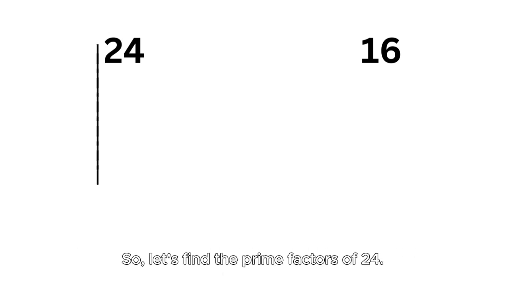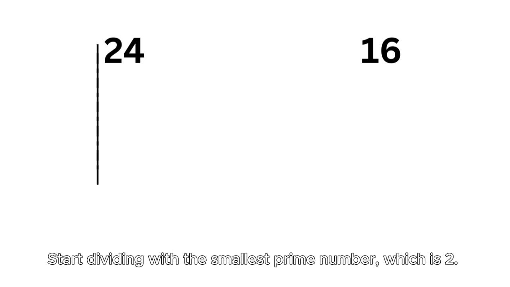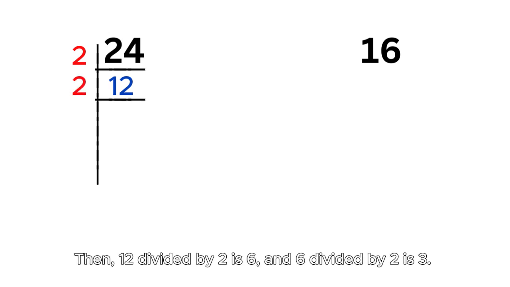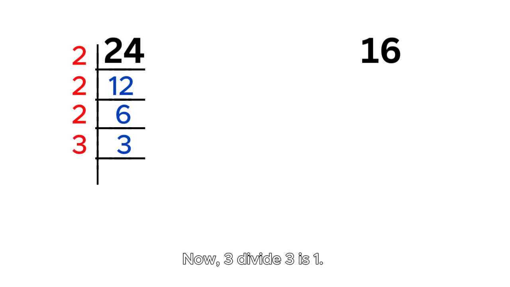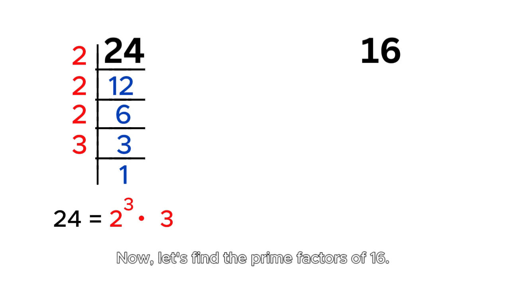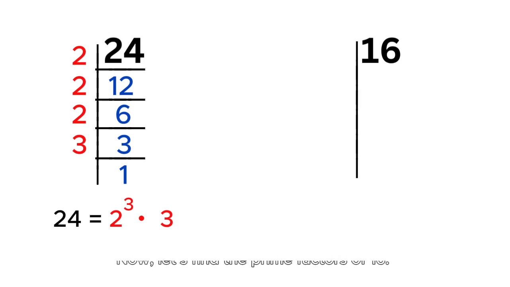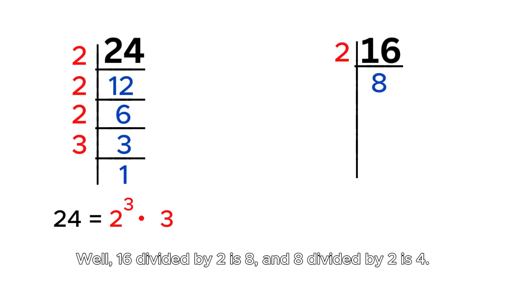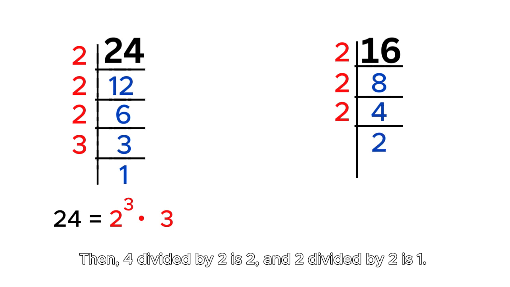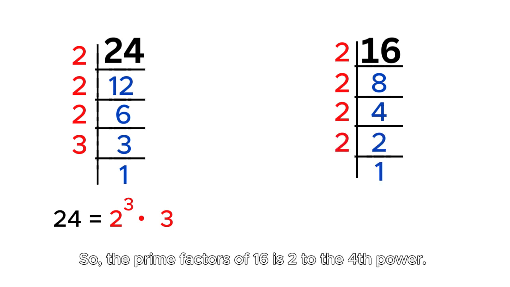So let's find the prime factors of 24. Start dividing with the smallest prime number, which is 2. So 24 divided by 2 is 12. Then 12 divided by 2 is 6, and 6 divided by 2 is 3. Now 3 divided by 3 is 1. The prime factors of 24 are 2 to the third power times 3. Now, let's find the prime factors of 16. Well, 16 divided by 2 is 8, and 8 divided by 2 is 4. Then 4 divided by 2 is 2, and 2 divided by 2 is 1. So the prime factors of 16 are 2 to the fourth power.